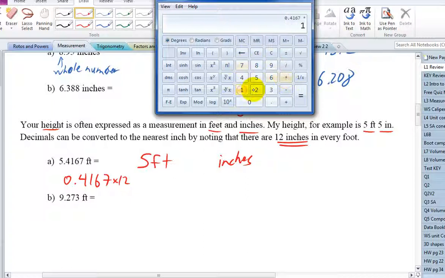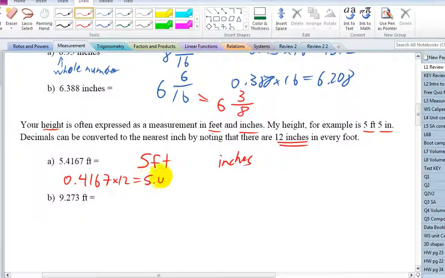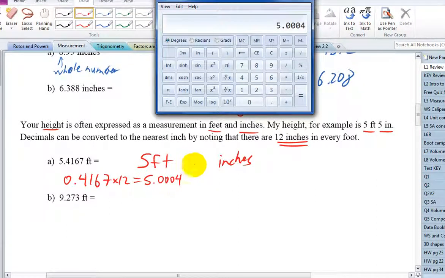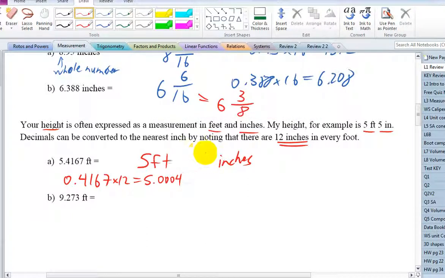0.4167 times 12, 5.004. So what do you think we should round to? 5. Okay, so we're just going to say 5 feet 5 inches. And you have to keep those together. So there's no decimals, just feet and inches. Okay, do the next one, please, yourself.